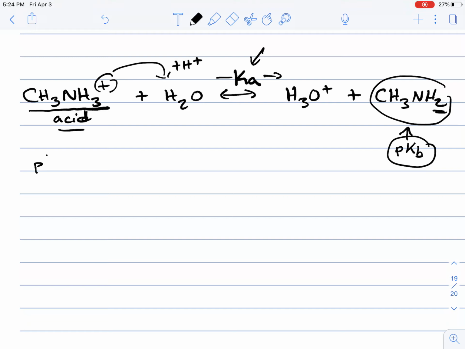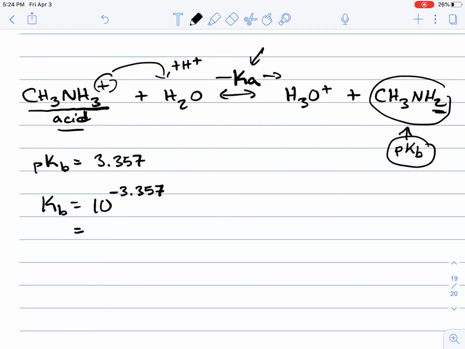And so since the pKb is equal to 3.357, we can determine the Kb if we take that value and plug it into the equation. And so here in this case, 10 to the negative 3.357 is going to give me the Kb value. And that's going to be 4.40 times 10 to the negative 4.